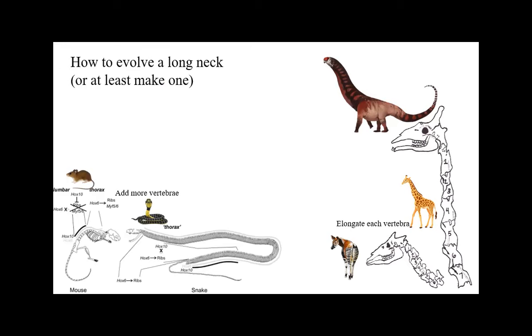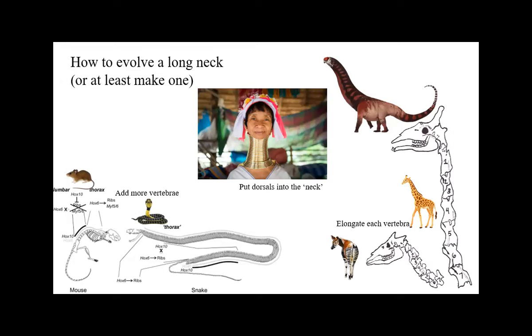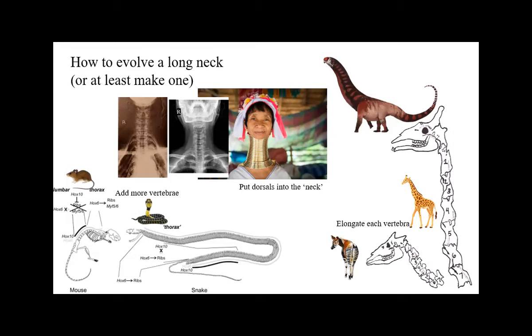And then the other thing that people don't think of quite right away is you take vertebrae from other parts of your body and you put them in your neck. This is a population of people in Southeast Asia that do this culturally, where the women add rings to their necks and then they get a long neck. Now, what those people are doing in their culture, of course, is not evolving a long neck. They're physically pushing their rib cage and their shoulders down so that their dorsal vertebrae are becoming effectively cervical vertebrae on this lady. So, of course, that is a human cultural thing, not evolutionary.